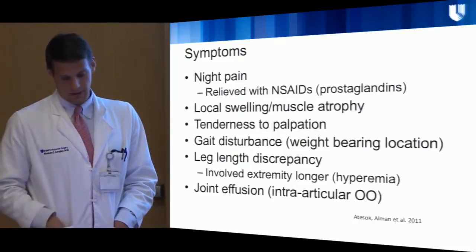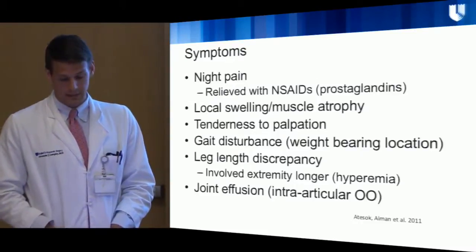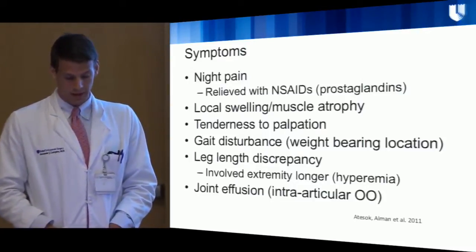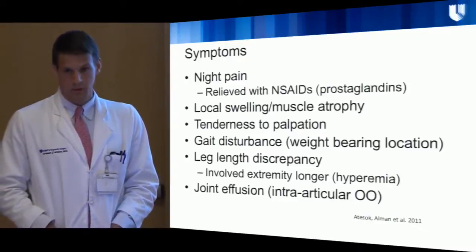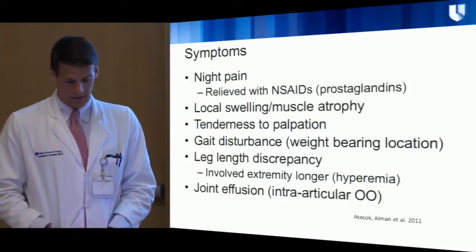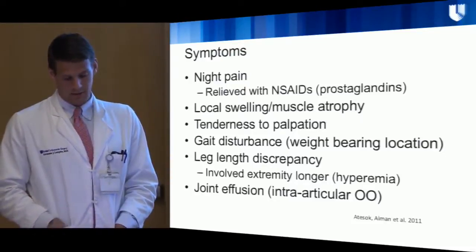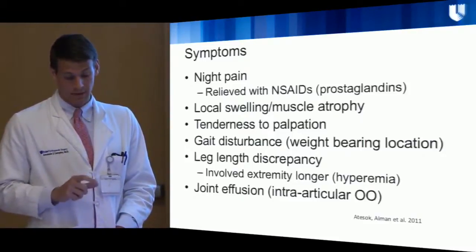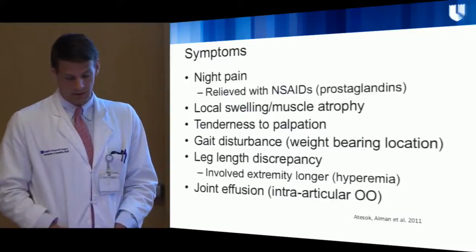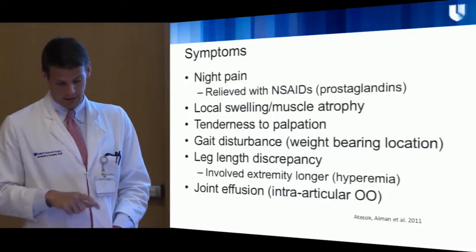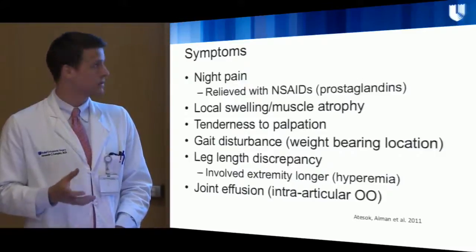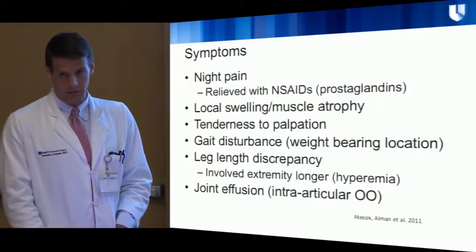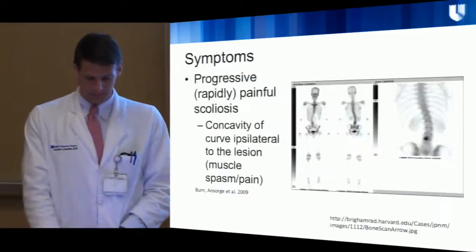Symptoms include, like we talked about, night pain. This is typically relieved with NSAIDs because these inhibit prostaglandin production. You can see local swelling, muscle atrophy, tenderness to palpation, and gait disturbances, especially if it's in a weight-bearing location. Leg length discrepancy: Dr. Pazer reviewed 4 cases and found that patients with osteoid osteoma in the femur or tibia had an average of a 12 millimeter leg length discrepancy, with the affected leg being longer. This is thought to be due to hyperemia near the growth plate that increases growth at that area. You can also see joint effusion if this is an intra-articular lesion.